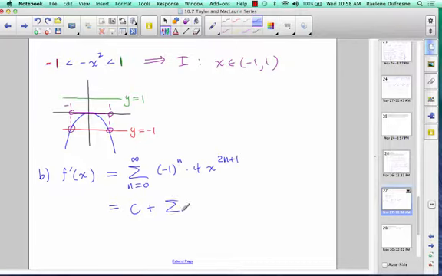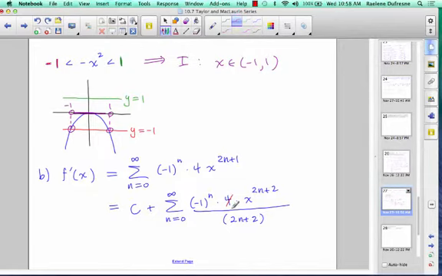We are going to get the sum from n equals 0 to infinity of negative 1 to the n times 4 times x to the 2n plus 1, which is 2n plus 2, and we divide by the new exponent. There's a 2 common here, so we can reduce that with the 4. And that will leave us with n plus 1 in the denominator.